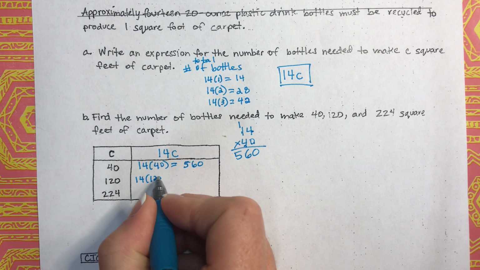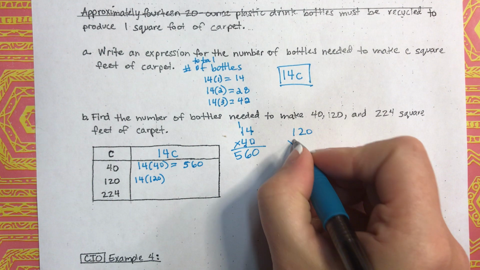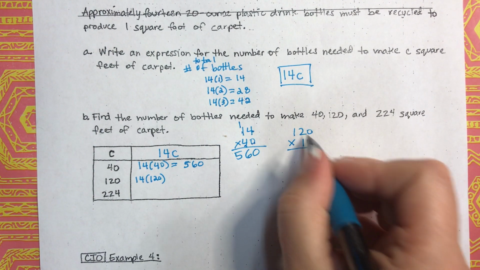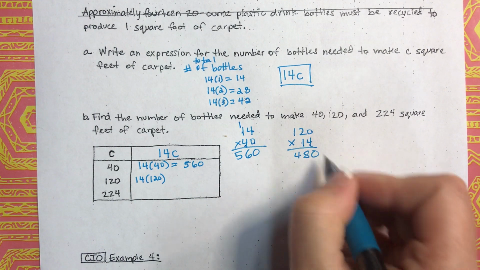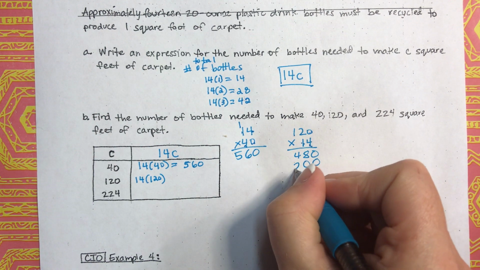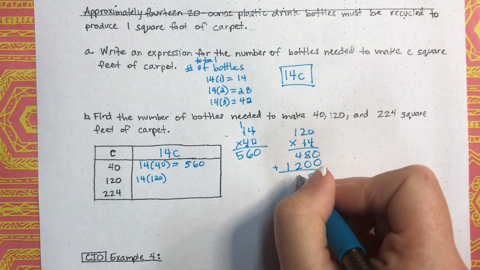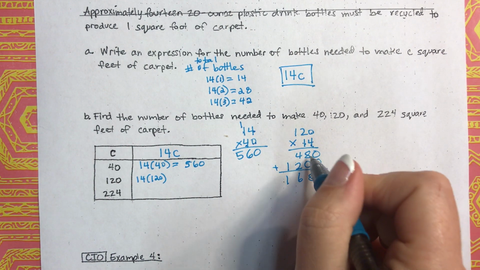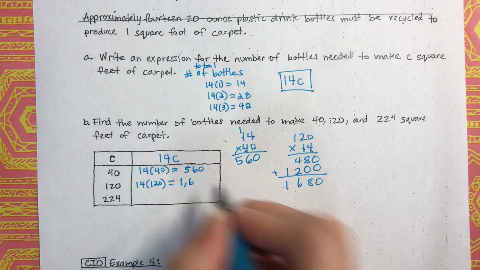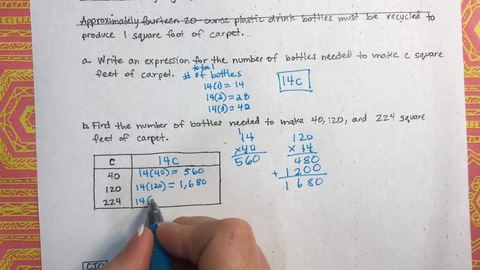14 times 120. I'm going to go over here and do that work. 120, put the bigger number on top. 4 times 0 is 0. 4 times 2 is 8. 4 times 1 is 4. Move to the tens place, so I have to put a 0 there. 1 times 0 is 0. 1 times 2 is 2. 1 times 1 is 1. Add these numbers up. 0 plus 0, 0, 8, 6, 1. So that's my answer. It's a lot of bottles, 1,680 bottles.